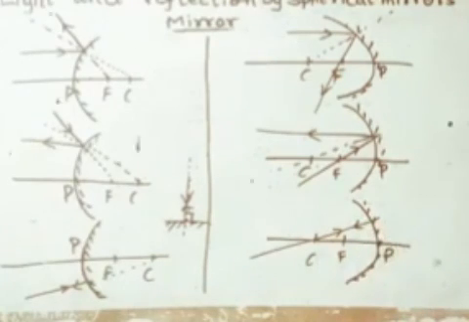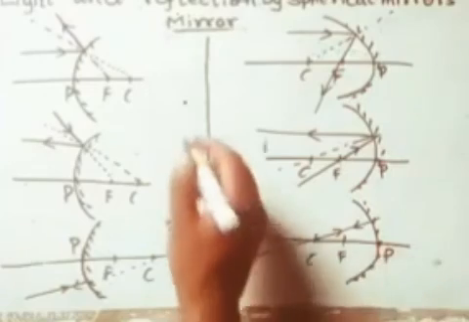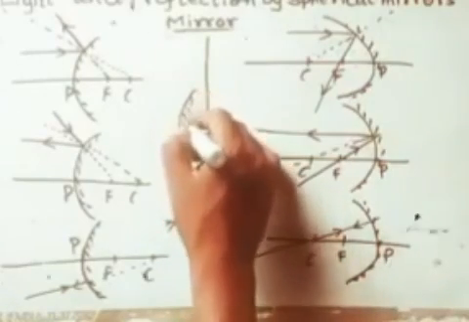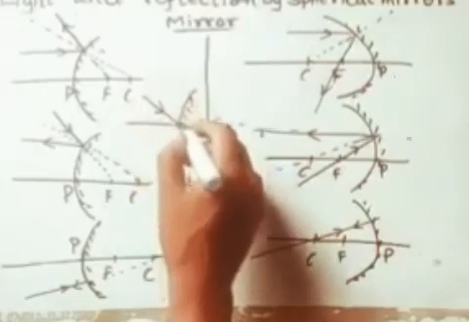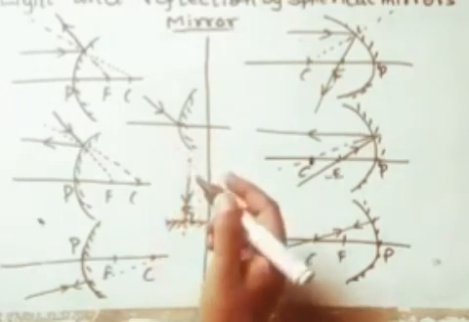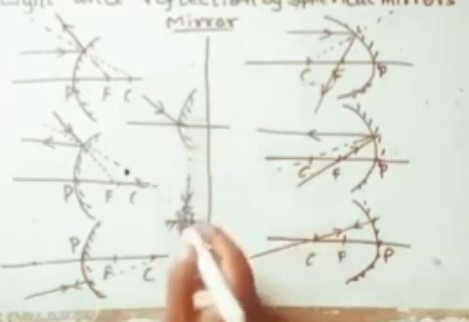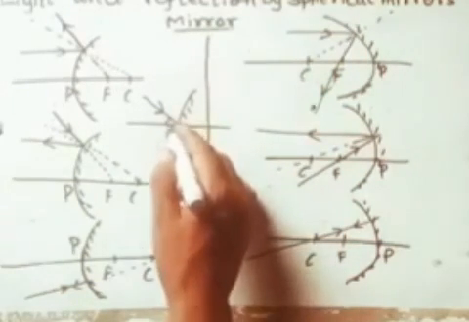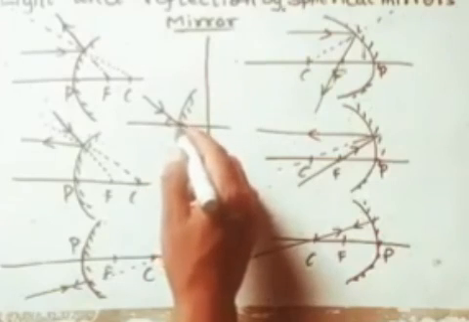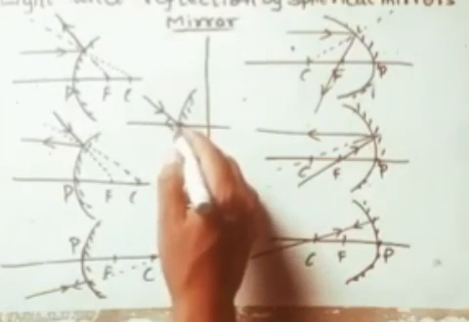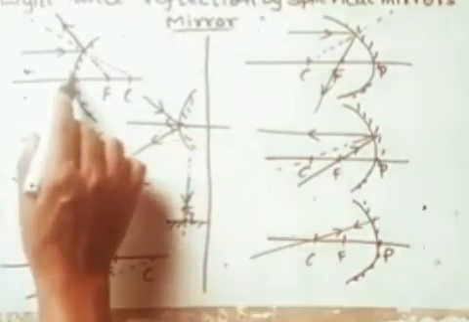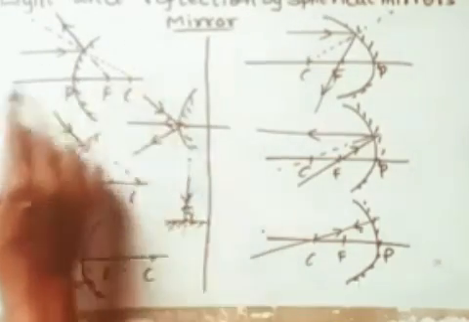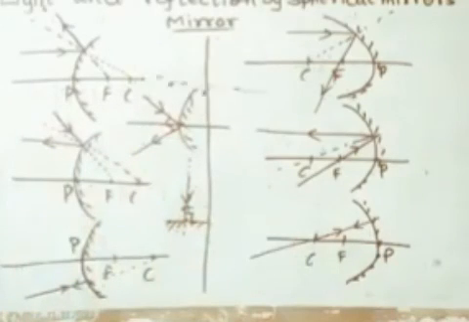Other than that, one more case can be there, but no proper points are mentioned for this. If it directly falls on the pole, what is the issue? The angle of incidence is equal to the angle of reflection. It will directly go this way, because if it falls here, the normal is already drawn in the form of the principal axis.